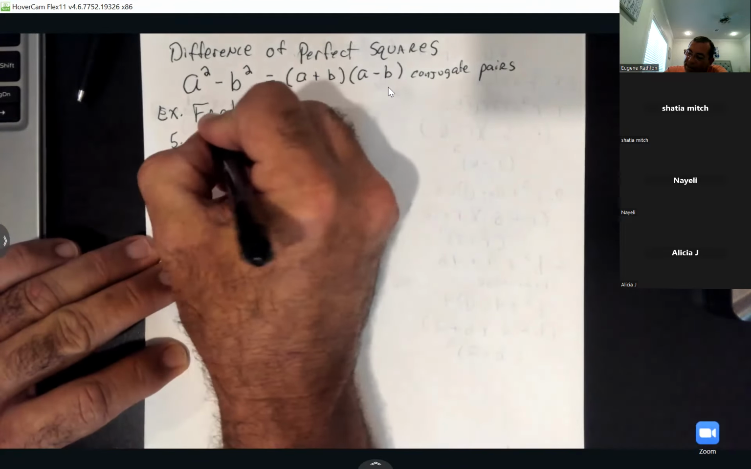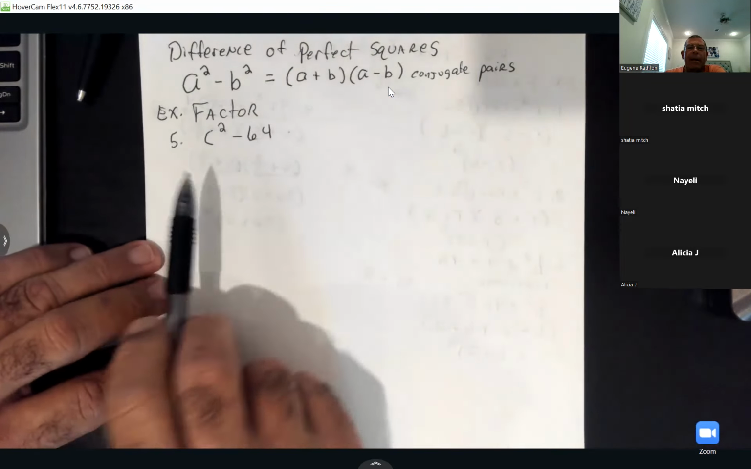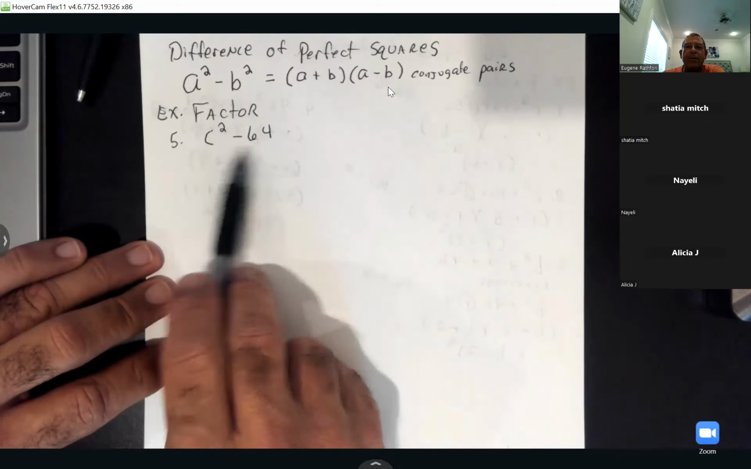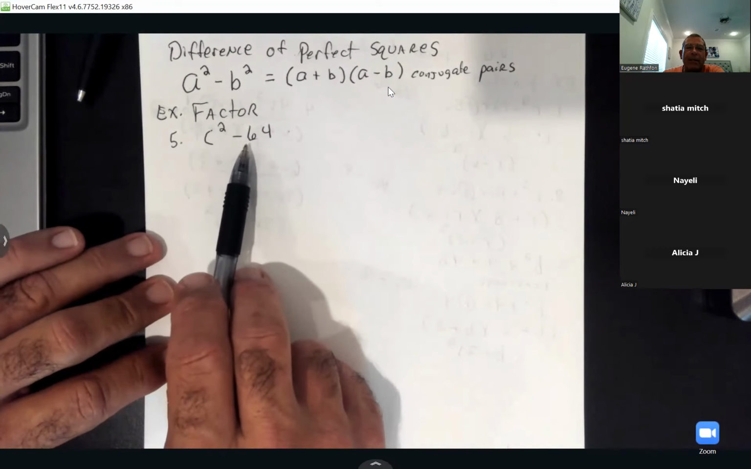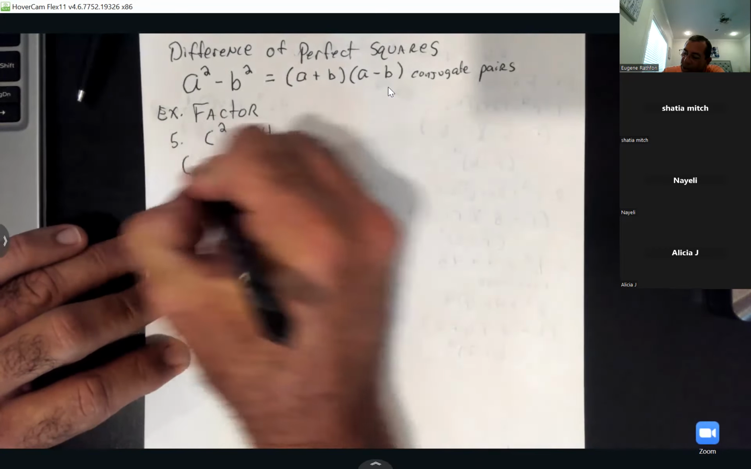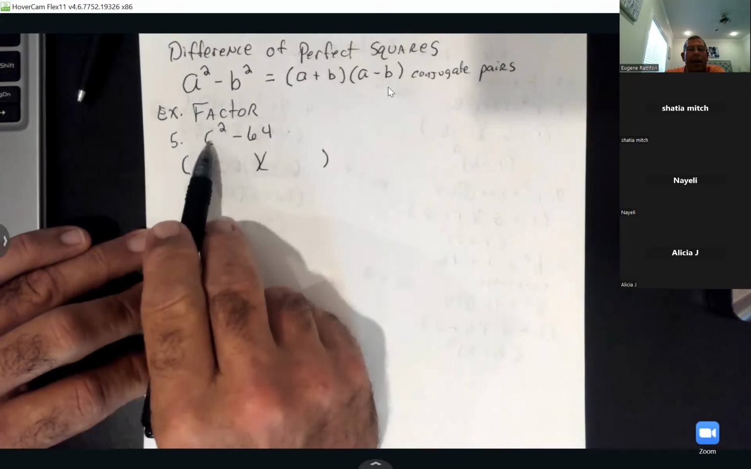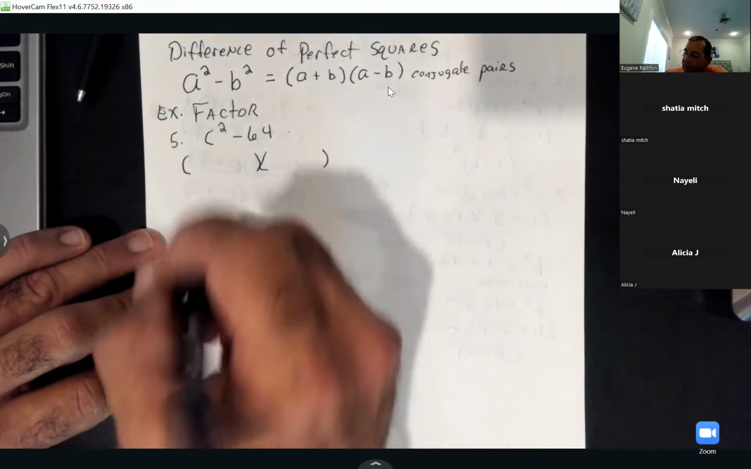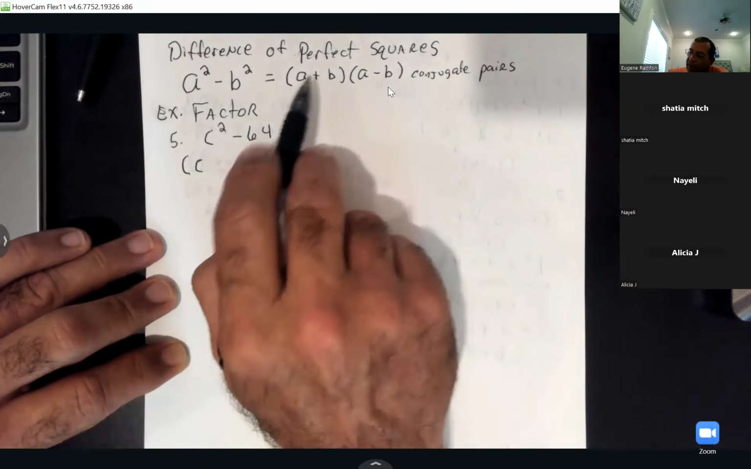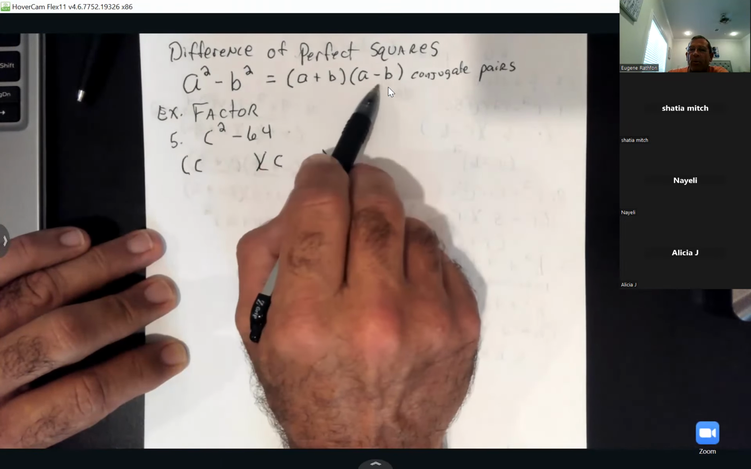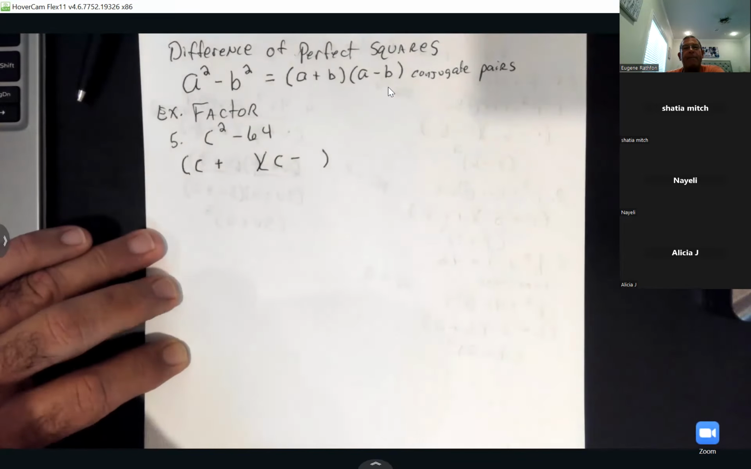I have c squared minus 64. Now notice, on these perfect squares, there's no greatest common factor. So since I don't have a greatest common factor, I'm going to go straight into my parentheses. All I got in front is a c squared, so that'll be a c and a c. Now remember, these are going to have one positive and one negative. So I'm going to have a positive and a negative.